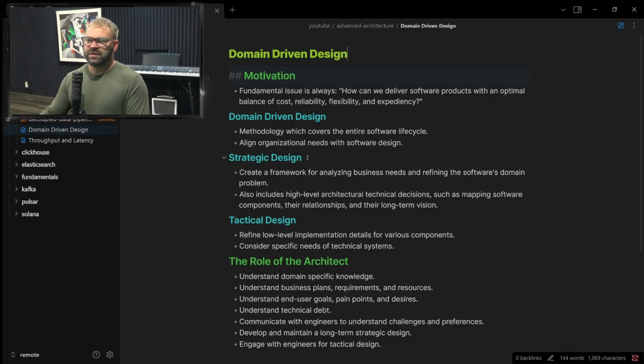There are two phases in domain-driven design. First, the strategic design, where we create a framework for analyzing business needs, and we refine the domain problem that the software is going to solve. So we take a business need and we say, how are we going to write software to hone in and solve that problem? And it's really important that everybody in the organization agrees on what that exact need is and the general concept of how the software is going to solve that problem.